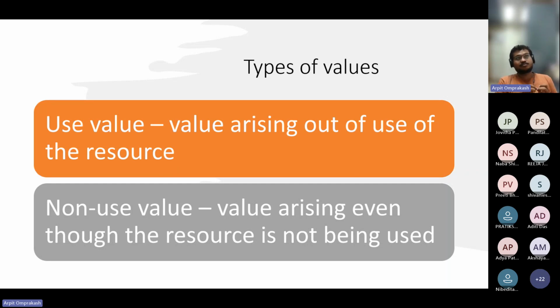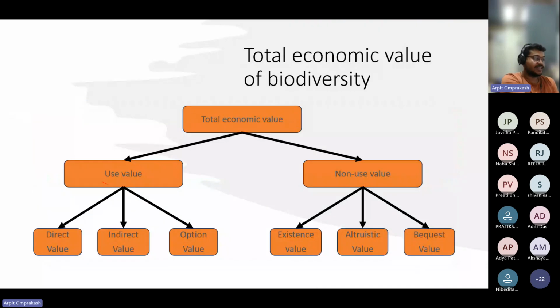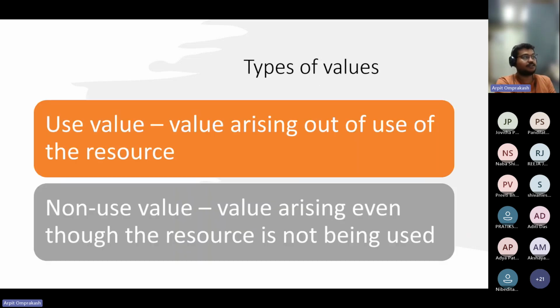Children are generally excited to see images of different kinds of animals, different kinds of birds, and all that. Right. So that's kind of a non-use value. Even though you are not using that particular bird or animal, you're still getting some value, which is some joy or some enjoyment or some excitement out of it. Right. So again, use value is divided into direct value, indirect value, option value. Non-use value is divided into existence value, altruistic value, and bequest value. Now we'll look at what all these are.